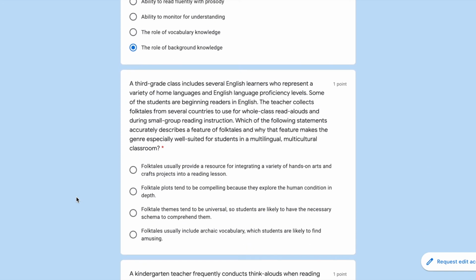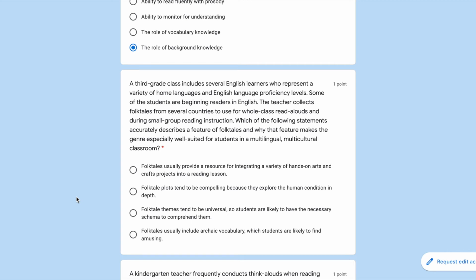The next question here asks, a third grade class includes several English learners who represent a variety of home languages and English language proficiency levels. Some of the students are beginning readers in English. The teacher collects folk tales from several countries to use for whole class read-alouds and during small group reading instruction. Which of the following statements accurately describes a feature of folk tales and why that feature makes the genre especially well suited for students in a multilingual, multicultural classroom?